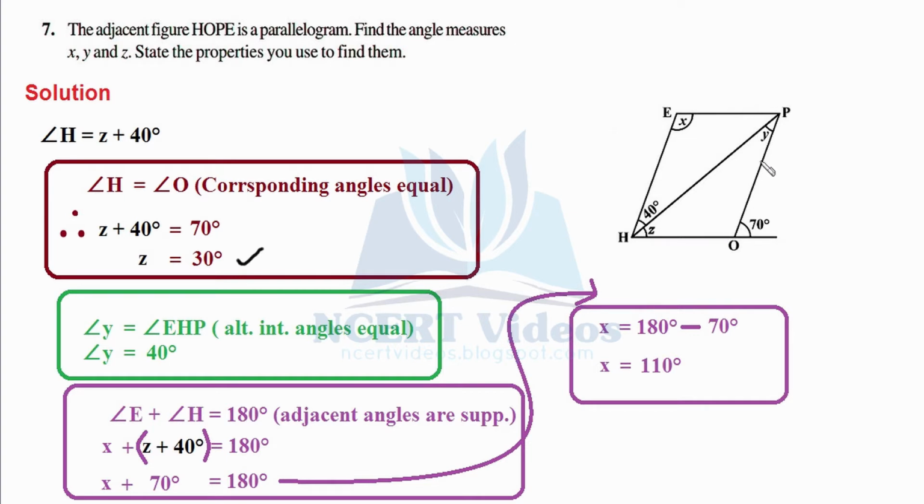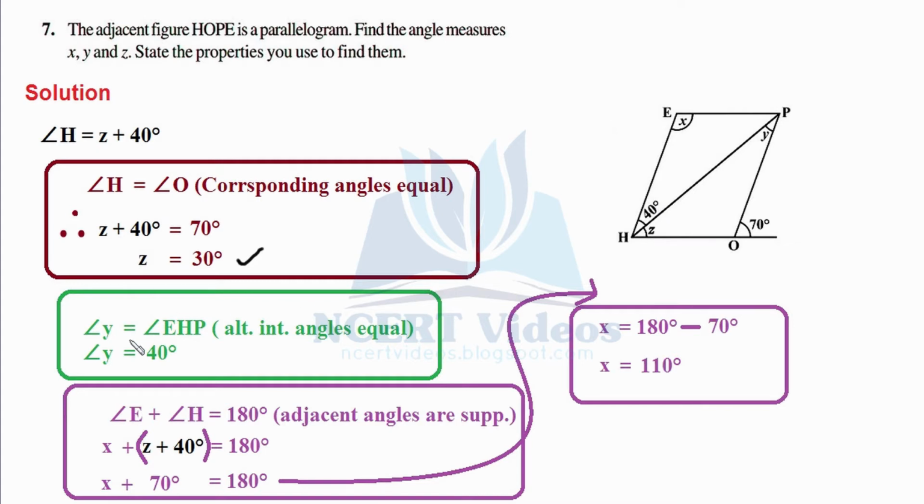Now let's focus our attention in finding angle Y. If you observe again, line segment EP and line segment HO are parallel to each other because they are opposite sides of a parallelogram. And this line segment HP is a transversal. Therefore, there is a formation of alternate interior angles which are equal in case of a transversal crossing two parallel lines. Therefore, angle Y will be equal to 40 degrees because alternate interior angles are formed here.